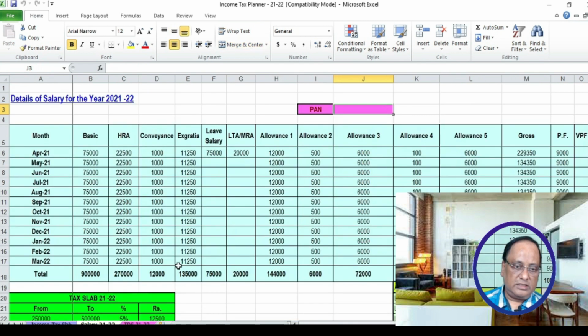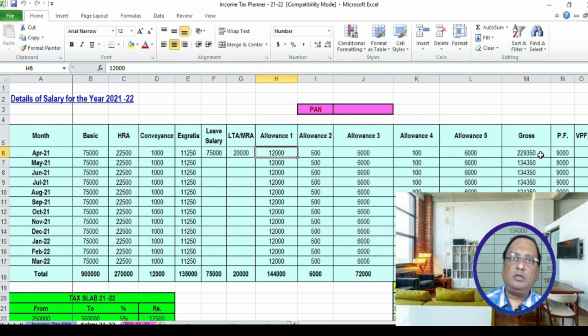So this is the page, salary 21-22. You should start over here. Suppose April 21, that is the first month. So what is your basic salary, what is your HRA, conveyance allowance, ex gratia, leave salary, LTA, leave travel assistance and medical allowance. There are so many allowances you can put over here. I have given space for 5 types of allowances, so allowance 1, 2, 3, 4 and 5.